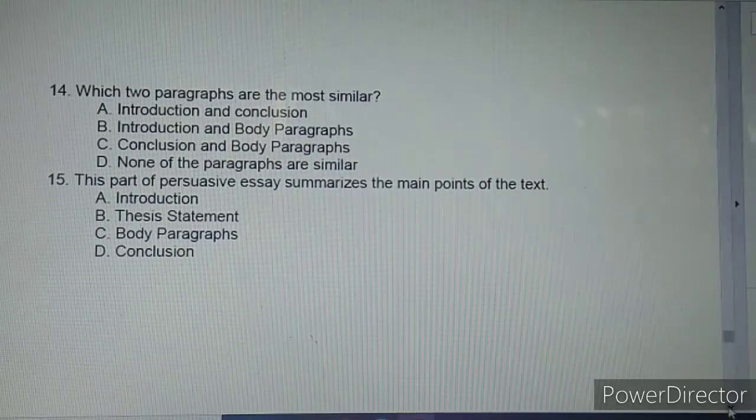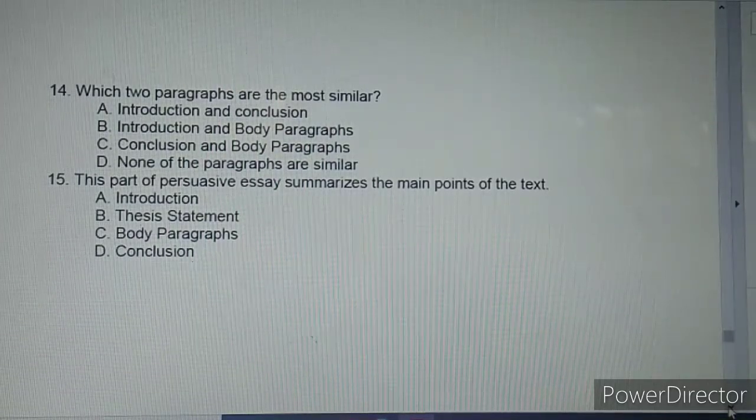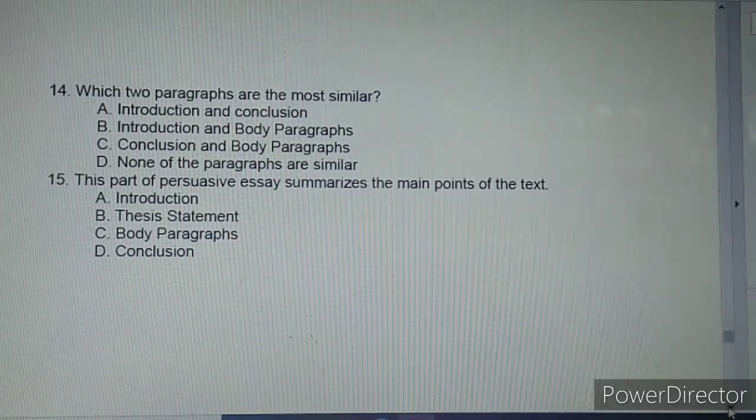Letter A. Introduction, B. Thesis statement, C. Body paragraphs, or D. Conclusion. The correct answer for number 15 is letter B. Thesis statement. Are your answers correct, guys? Well, very good.